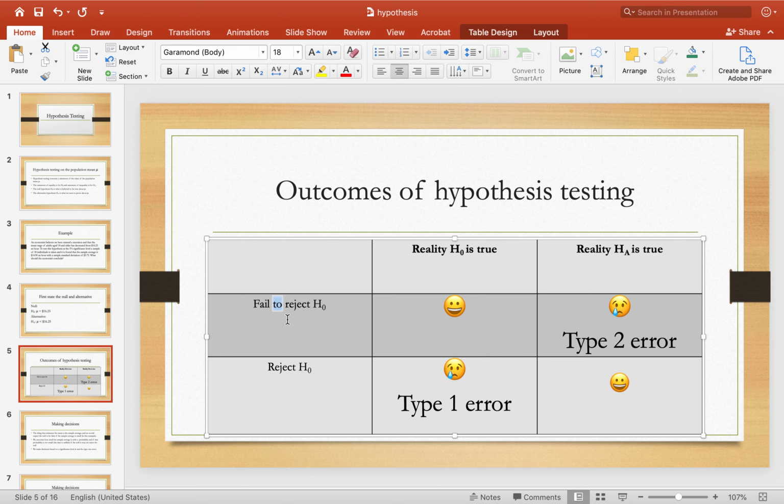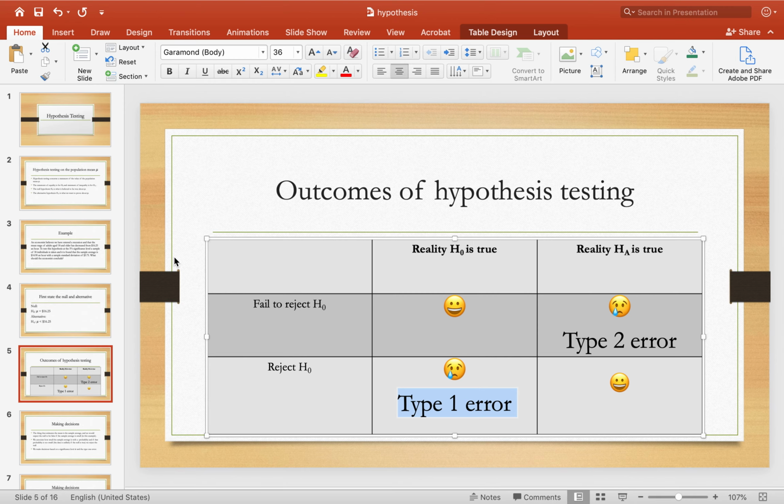Now, we could make a different decision. Our decision could be to reject the null hypothesis in favor of the alternative. If the reality is that the null hypothesis is true, that's again a sad thing. It's called a type 1 error. We made an error here. However, it could be that we reject H0 and the reality of H sub A is true, and we made the correct decision in that instance. We're going to make our decisions based off of the type 1 error that we're willing to subject ourselves to.